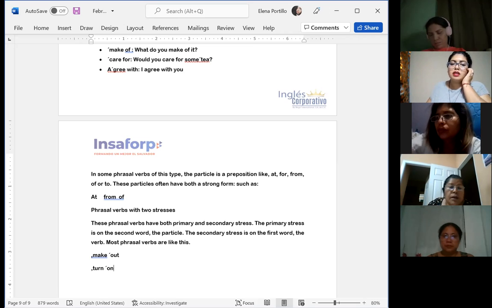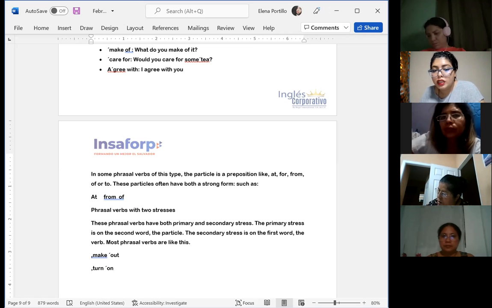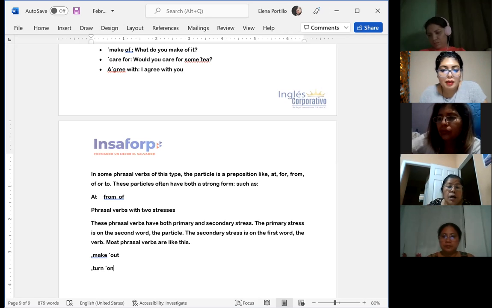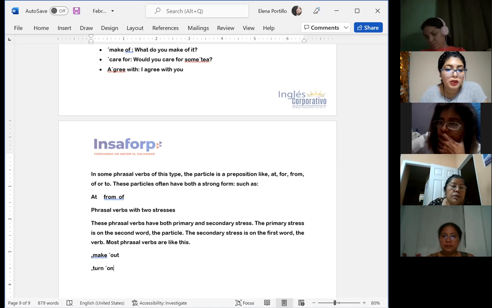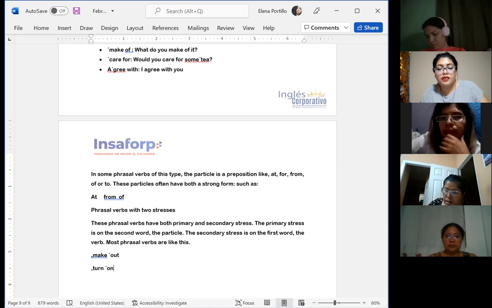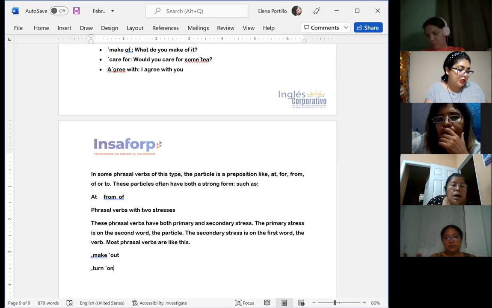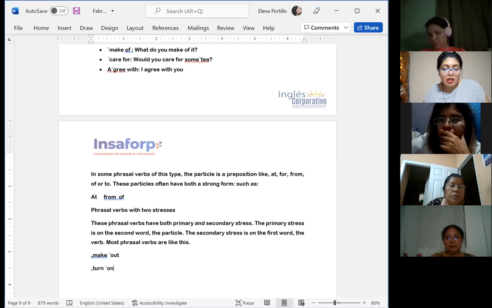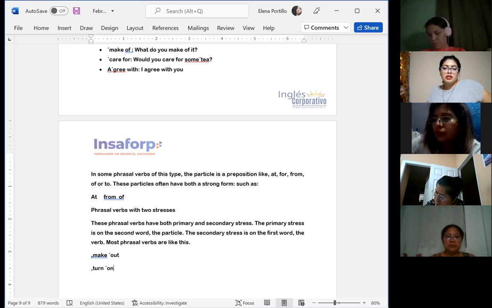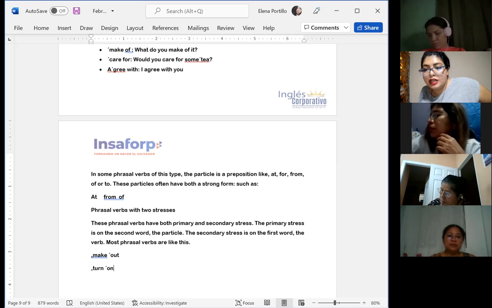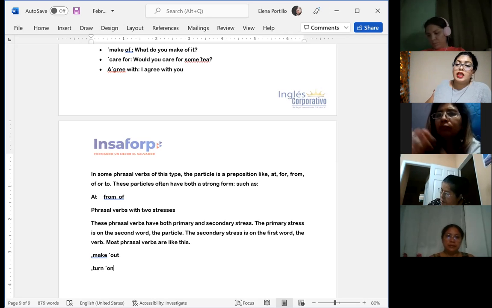Okay, in this case, the phrasal verbs with two stresses, it says that these phrasal verbs have both primary and secondary stress. The primary stress is on the second word, that is the particle, and the secondary stress is on the first word, that is the verb. And most phrasal verbs are like this, that they have these two different types of stresses in the words. And we have some examples, make out, turn on. And we have the secondary stress in the verb and the primary stress in the particle.